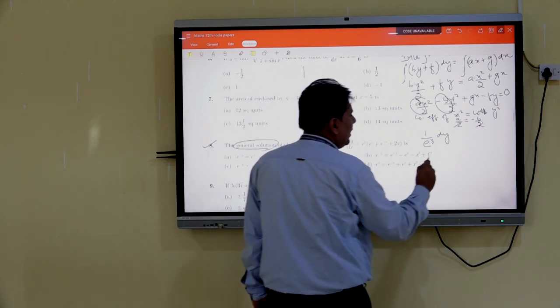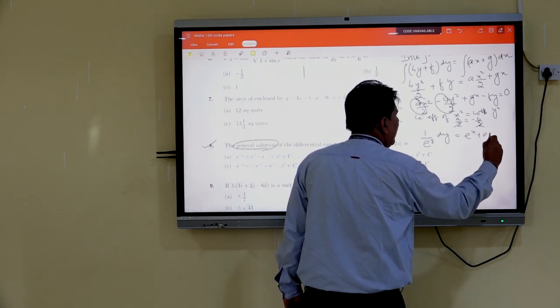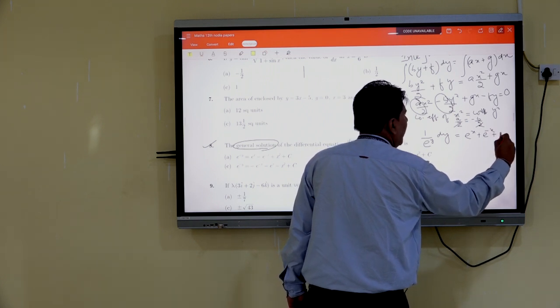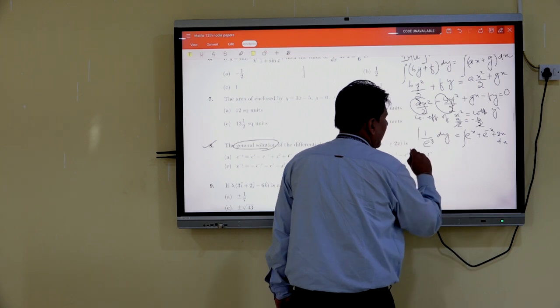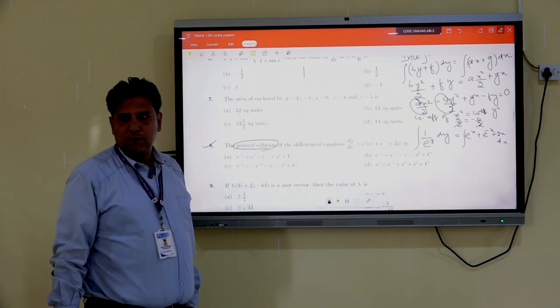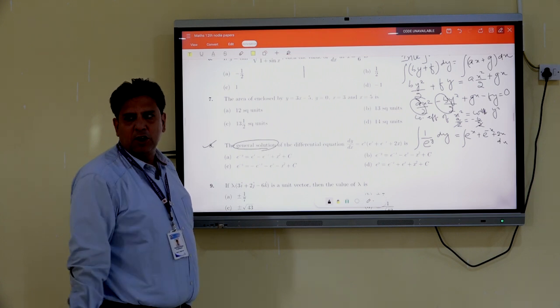Then dx, I will take that side equal to e to the power x plus e to the power minus x plus 2x, whole integration dx. I did integrating both sides also. After separating the variables, I have to do integration. I am doing it in one step because it is a short question.